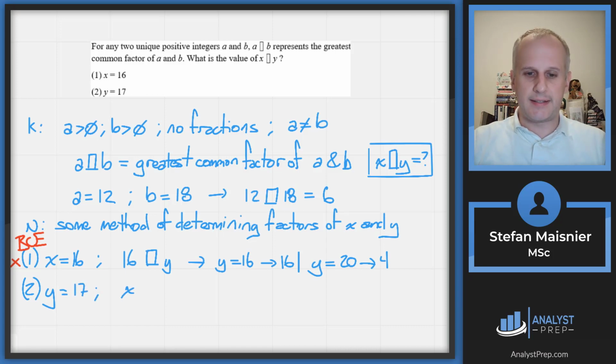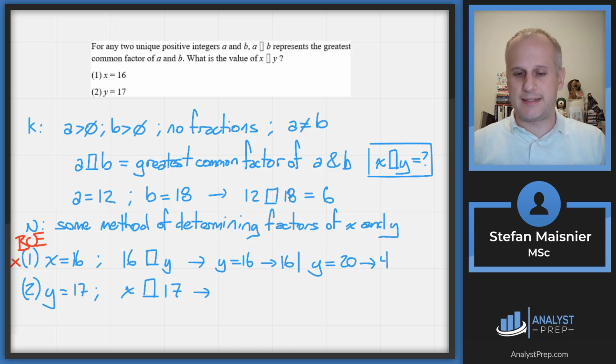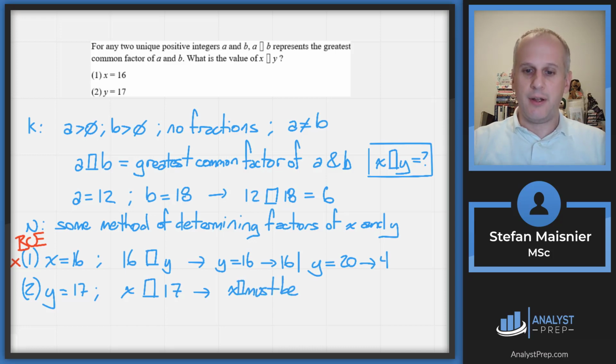Now, condition 2, we have y is equal to 17. So that means we've got x and our rectangle to 17. Well, no matter what x is, we know it cannot be 17, and we're saying the result is the greatest common factor of x and y here. There are only two factors of 17. It's either going to be 1 or 17, and they can't be the same. So the x rectangle 17 must be 1, because there are no other factors of 17. And this by itself is sufficient, even though we only get one of the two values.